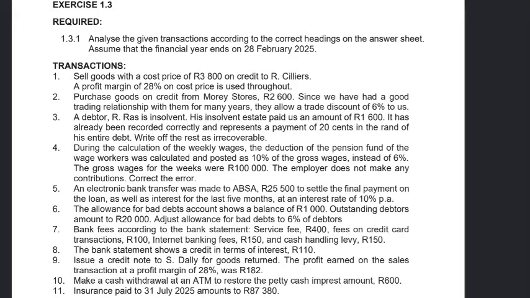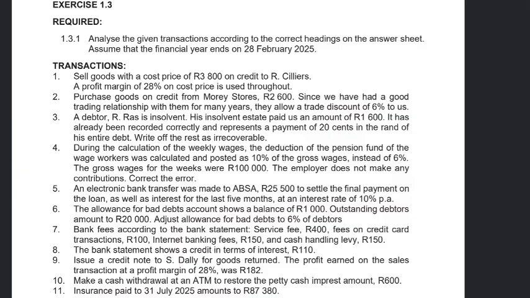Exercise 1.3 Required. 1.3.1 Analyze the given transactions according to the correct headings on the answer sheet. Assume that the financial year ends on 28 February 2025. Transactions. Number 1. Sell goods with a cost price of 3,800 Rand on credit to R. Cilliers. A profit margin of 28% on cost price is used throughout.